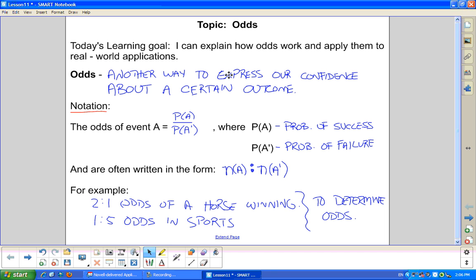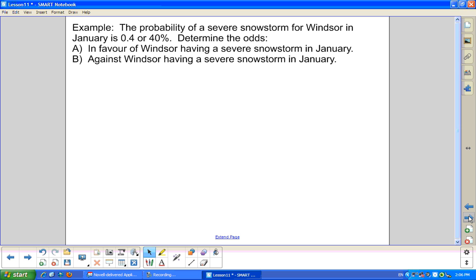And if anyone watches or follows online poker, or watches the poker that appears on sports desks from time to time, they're also using odds when it comes to determining the success of a hand. So it's application. Our first example: the probability of a severe snowstorm for Windsor in January is 0.4 or 40%. So what we are given here is the probability of success, a snowstorm. You can express it as a decimal or a percent. It doesn't really matter; it's whichever one you're more comfortable with.